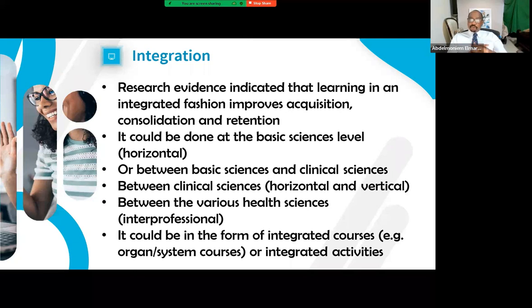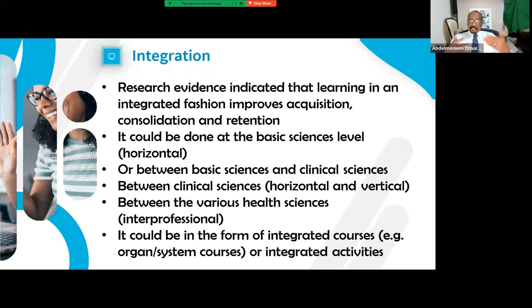Now, the third, very important approach or strategy is integration. There is a lot of research evidence indicating that learning in an integrated fashion improves two things: acquisition and consolidation, and also retention. So when you are actively involved using a problem, you learn better, you acquire knowledge better, and you consolidate it, and the students retain it. It's not lost easily. So all research evidence indicates that integration will improve acquisition, consolidation, and retention.